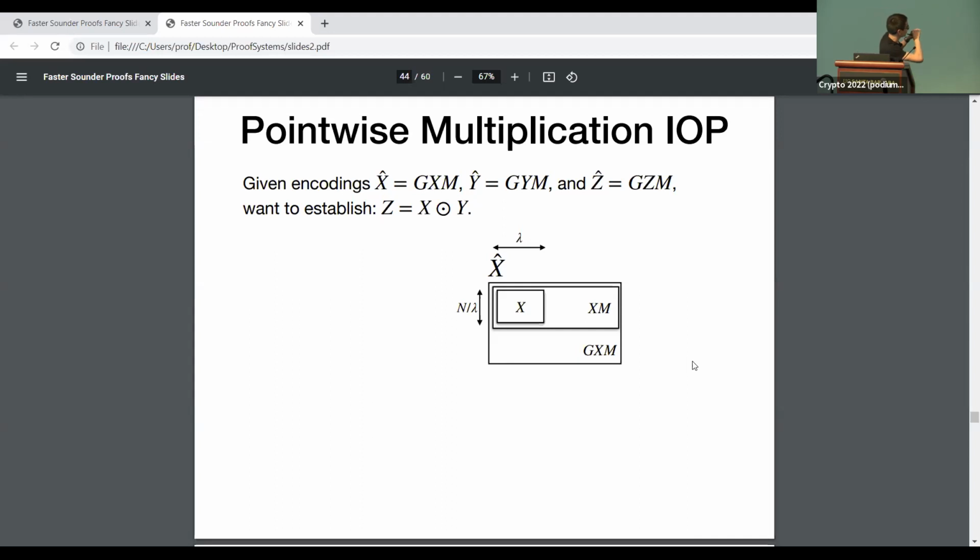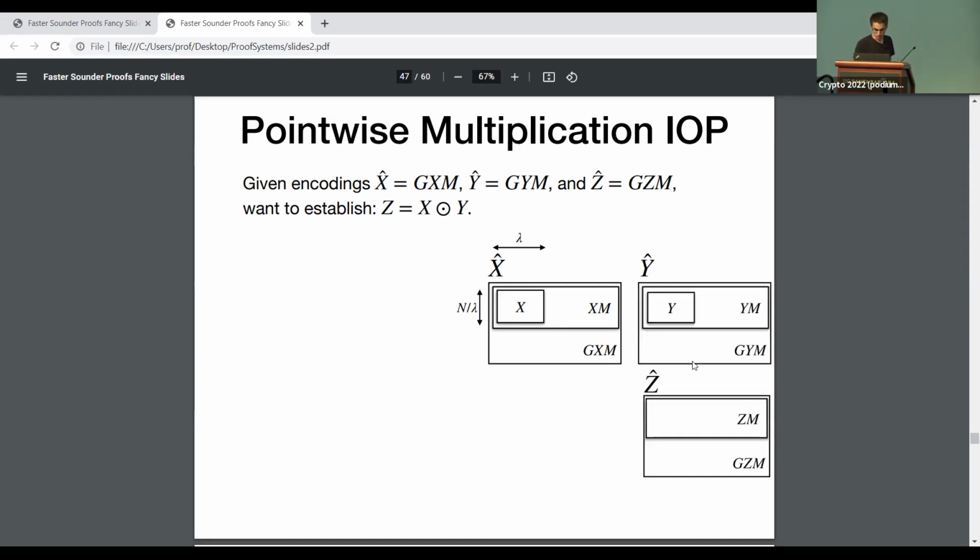And so we encode all the rows of X with a Reed-Solomon code. That's this right multiplication by M. And then we take each column thereof and encode that with the code from RR22. So another way of saying this is a two-dimensional tensor code. And anyway, we start with a similar encoding of Y and Z.